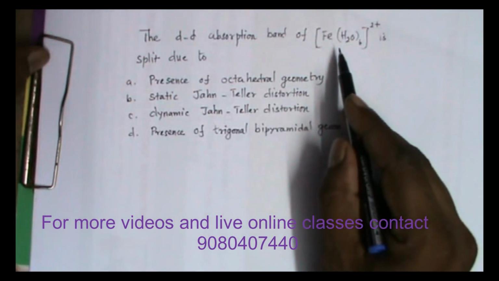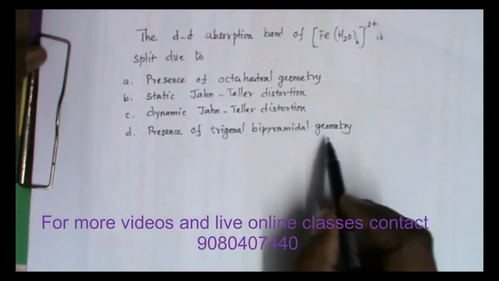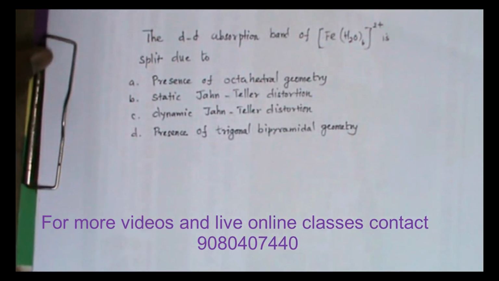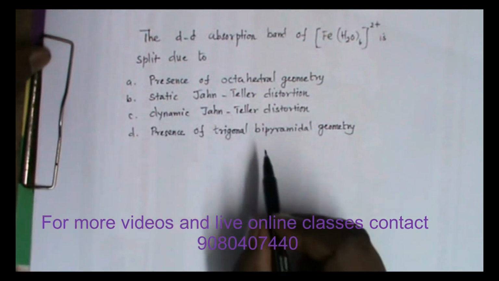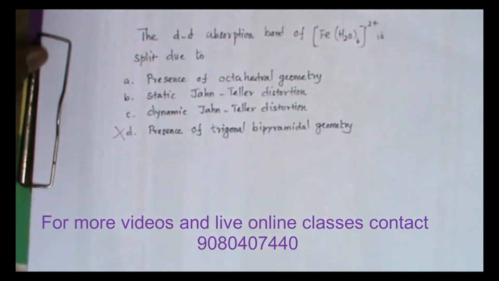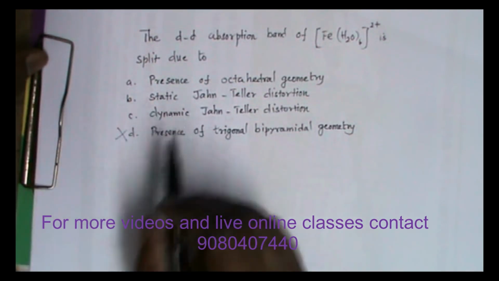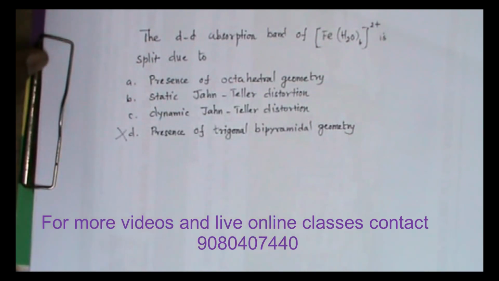In the given complex, I have 6 ligands. For trigonal bipyramidal geometry, we need only 5 ligands. So it is not trigonal bipyramidal geometry. Based on that, I can eliminate this option easily. Let us focus on the remaining 3 options. The first one, presence of octahedral geometry.